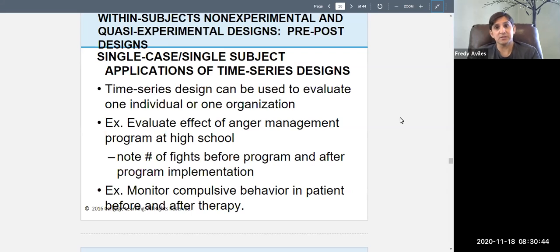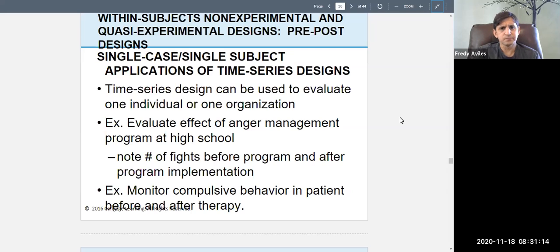It could be a certain business. It could be, you know, Antelope Valley College, or maybe a corporation, you know, Google, or whatever it is. Whatever it is, we can test an organization or a single person. That's a single subject or single case design. So you can evaluate, for instance, the effect of an anger management program at a high school. You note the number of fights before the program and after the program.